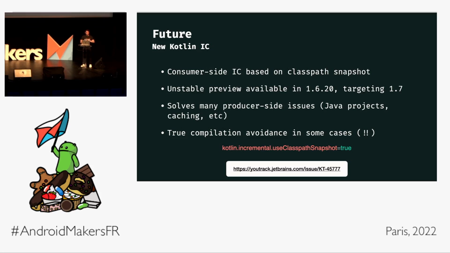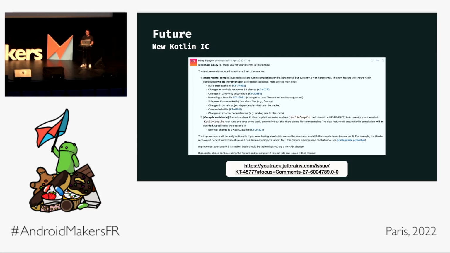They are targeting 1.7 for the official preview of it, beta, something like that. It will be documented, I think, in 1.7. It solves almost all of those producer-side issues that we talked about earlier, and it even has true compilation avoidance in some cases. This is a really great detailed write-up from the Googler that contributed this in this issue.